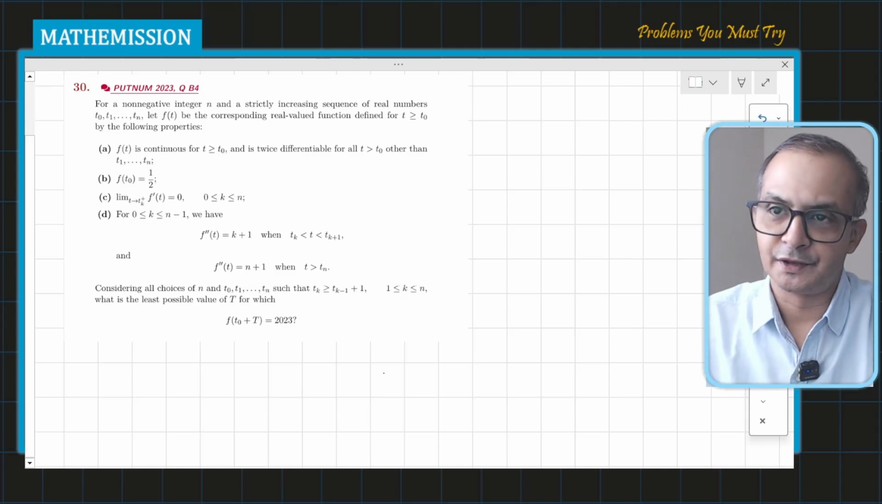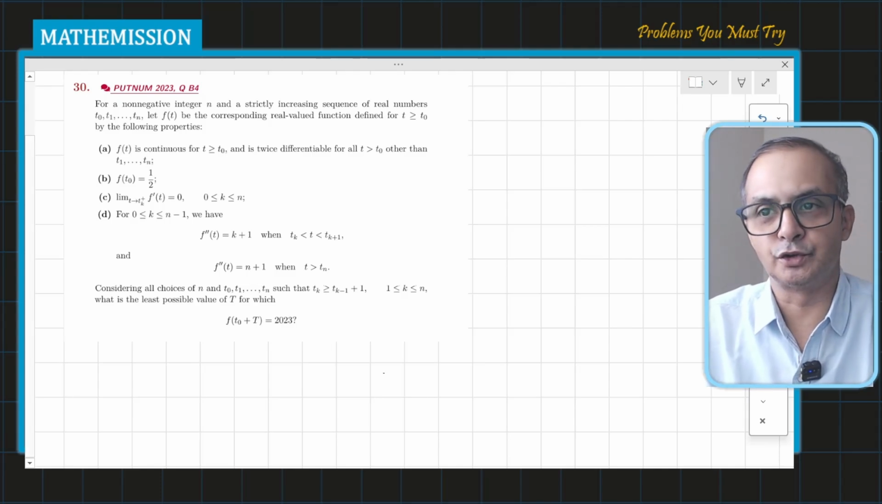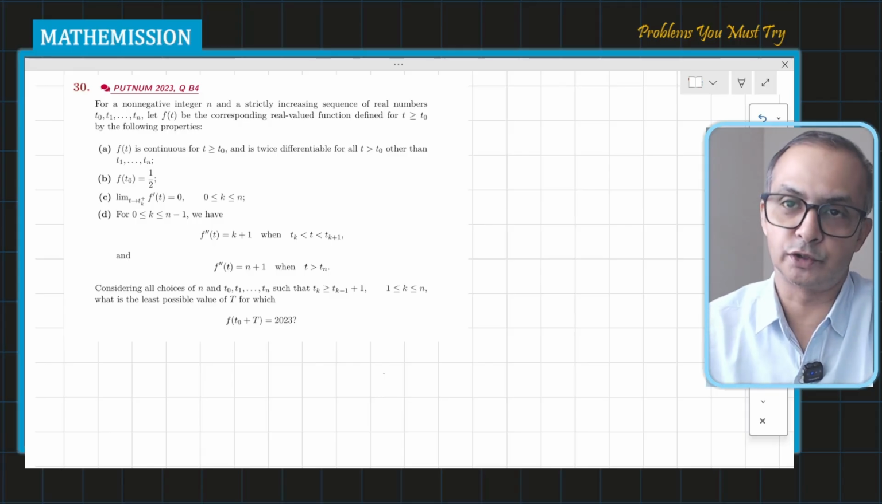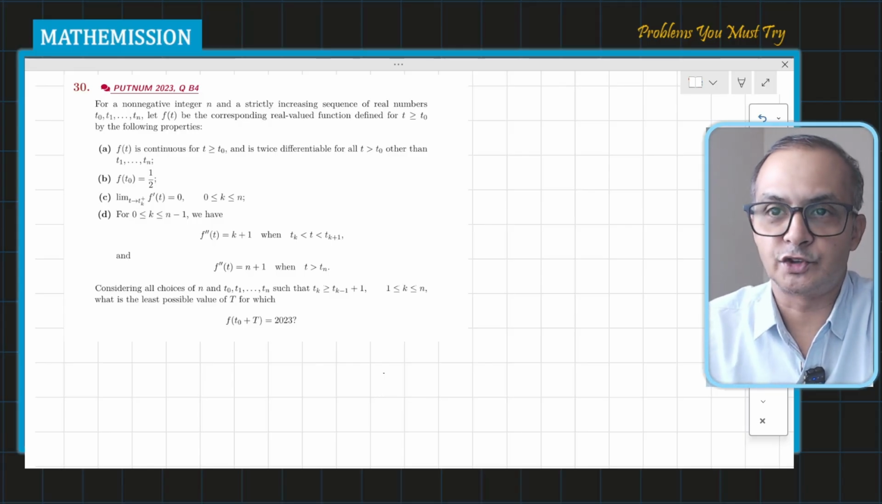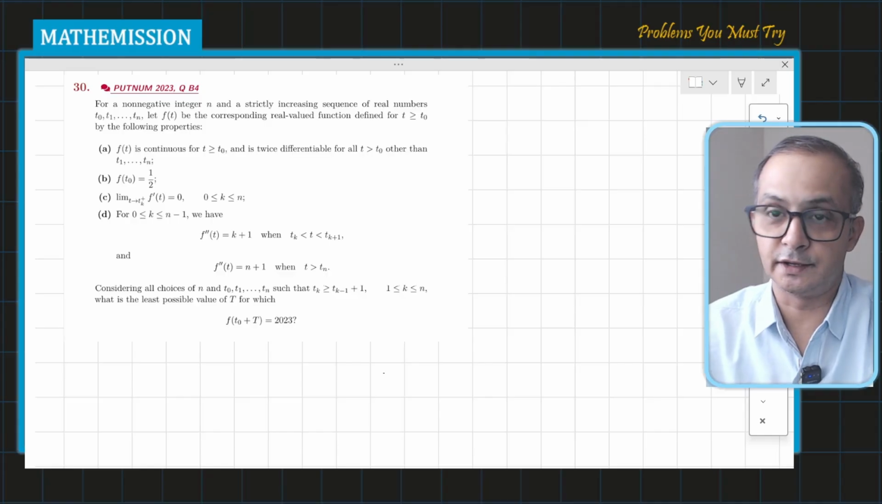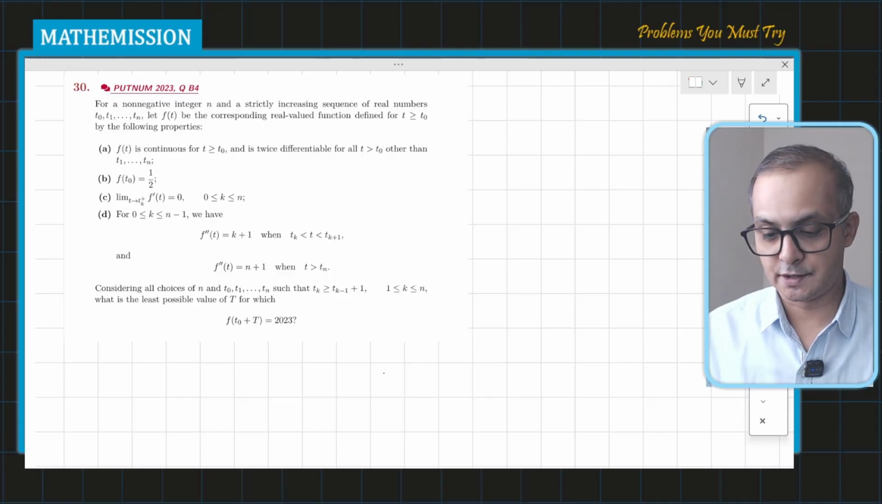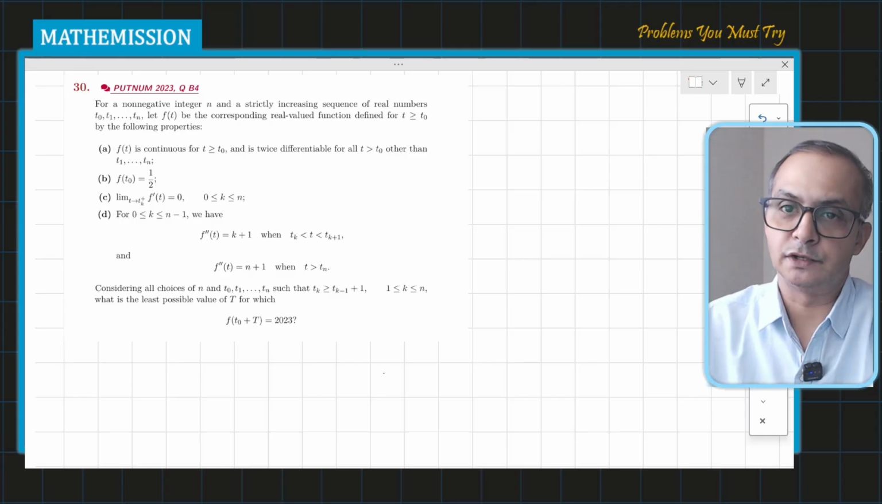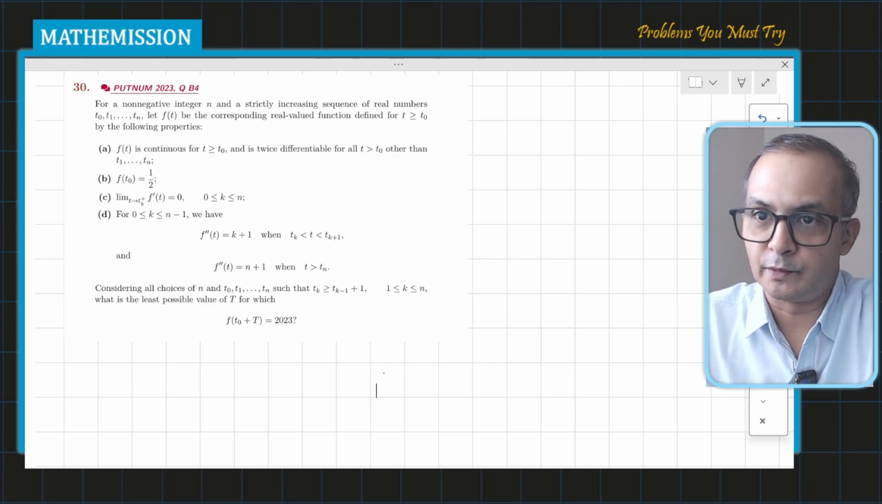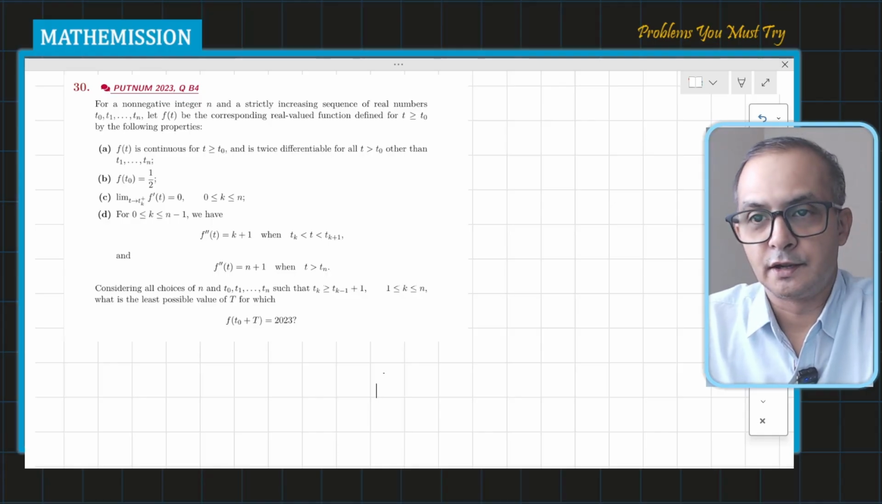Hello everyone. So in today's video, we are going to do this question. The question is from Putnam year 2023 and the question number is B4. This question was sent to me by one of my students, and then I tried to solve it, and also I found the official solution. But in this video, I'm going to present the solution that I thought of and how I worked on it.